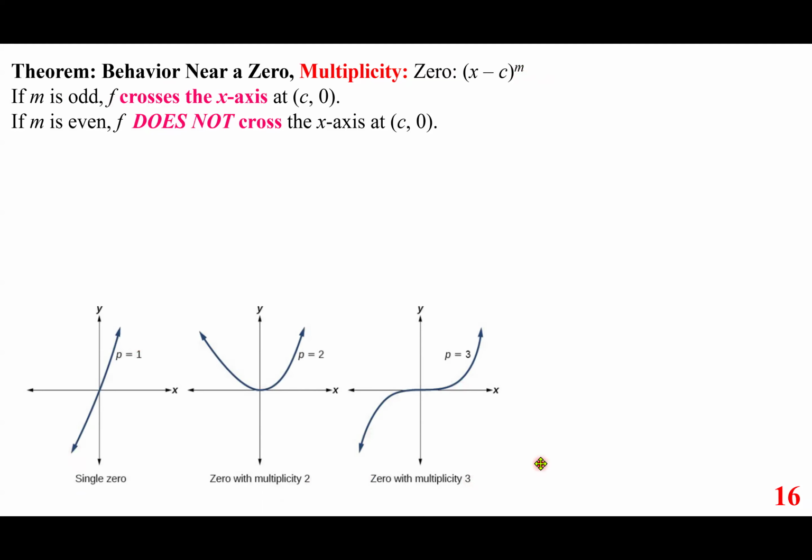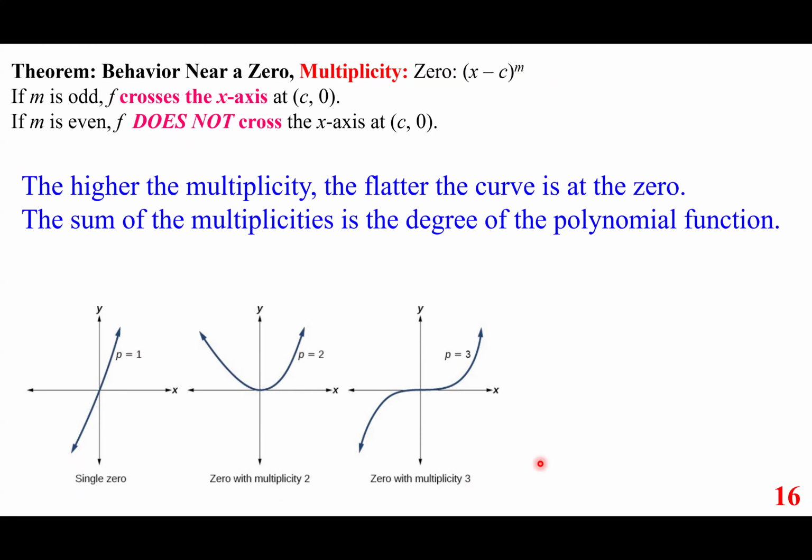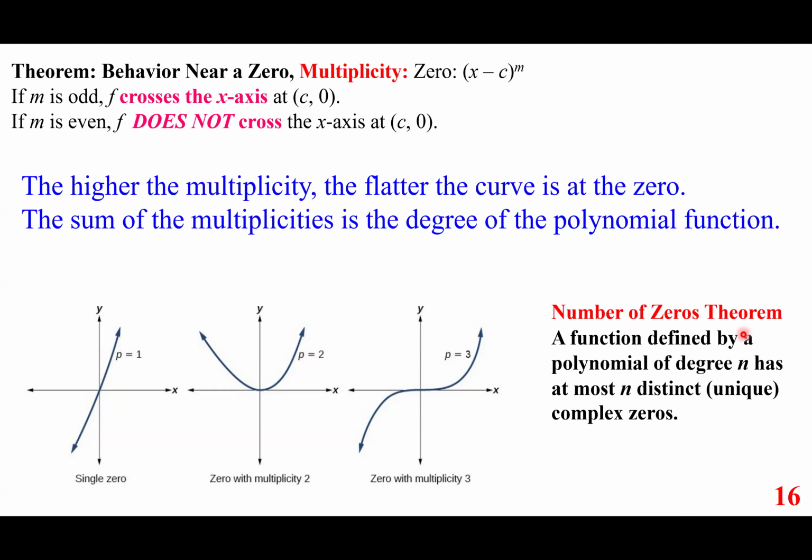In this case, multiplicity is 3. So the higher the multiplicity, the flatter the curve is at 0. But it crosses. The sum of the multiplicities, and that's important, is the degree of the polynomial function. Number of zeros theorem: a function defined by a polynomial of degree n has at most n distinct unique complex zeros.